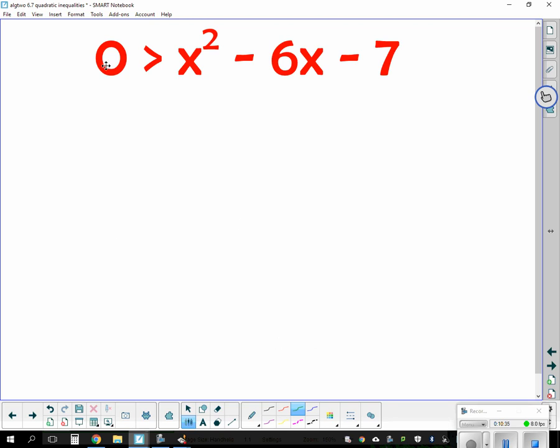Does it matter that this is a 0 and not an f of x or a y or anything like that? No. Interchangeable. It does not matter.